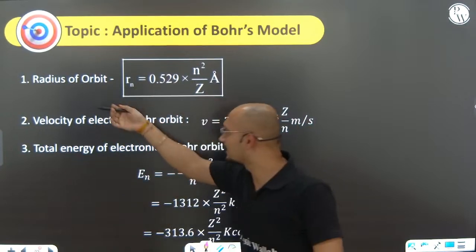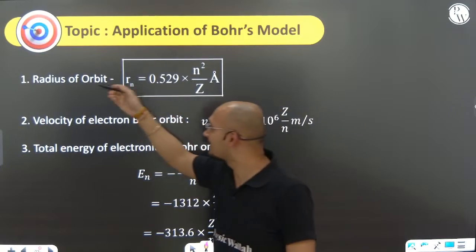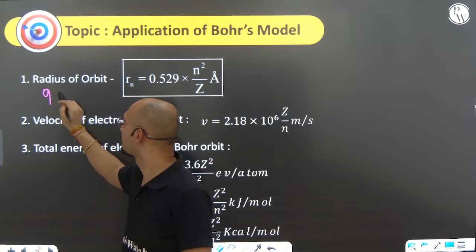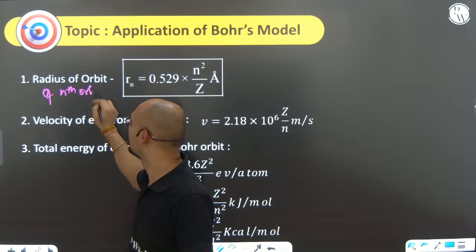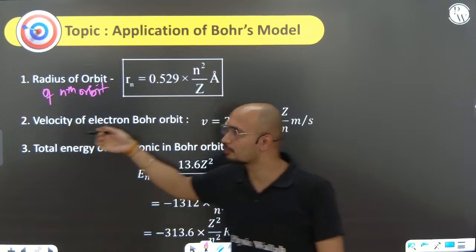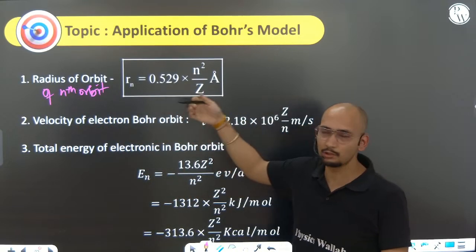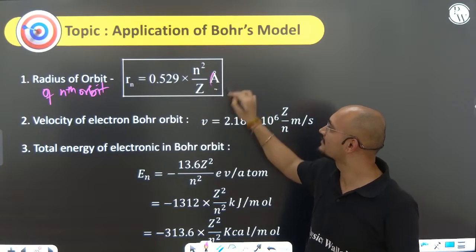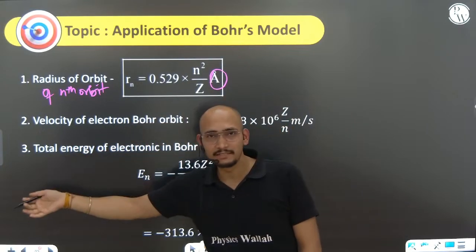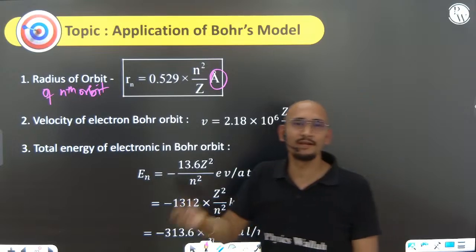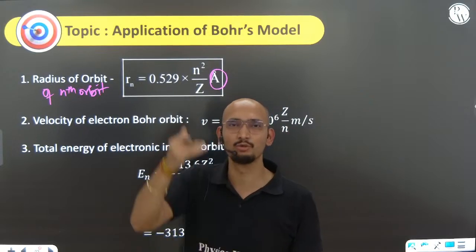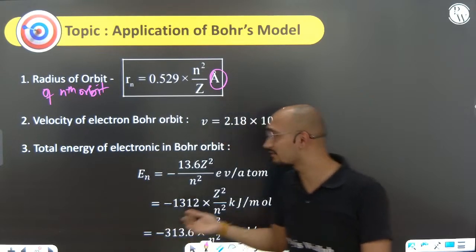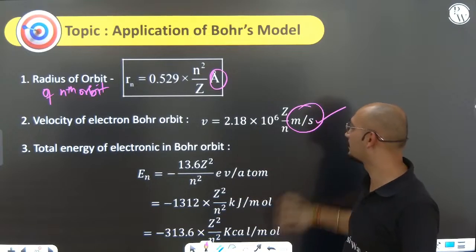चलिए आइए देखते हैं. Radius of the nth stationary orbit, Rn, equals 0.529 into n square by Z angstrom. Next, velocity will be how much? 2.18 into 10 to the power 6 into Z by n. But what? Meter per second or centimeter per second? Please keep in mind, meter per second.